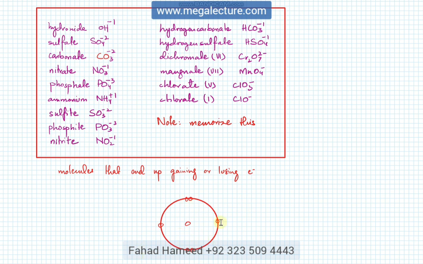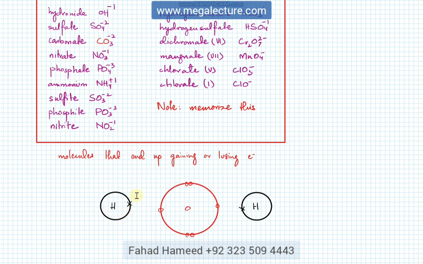So here I have an oxygen atom. Oxygen is in group 6. It has 6 electrons in its outer shell. It's a non-metal. Non-metals try to gain electrons and complete the outer shell. So it needs 2 electrons. So what I'm going to do is draw a hydrogen atom next to it. Now, as you can see, I've drawn 2 hydrogen atoms. Oxygen needs 2 electrons, so it's going to try and attract those 2 electrons from the hydrogen atoms.